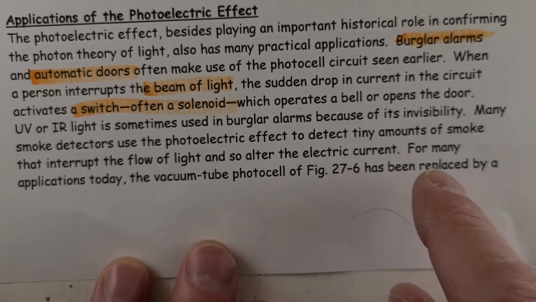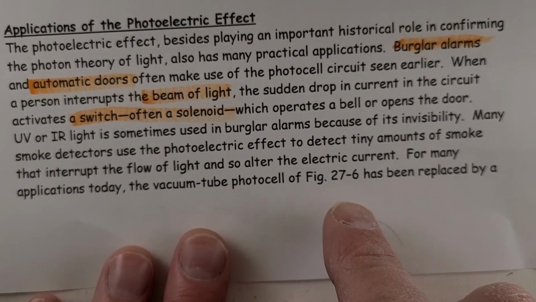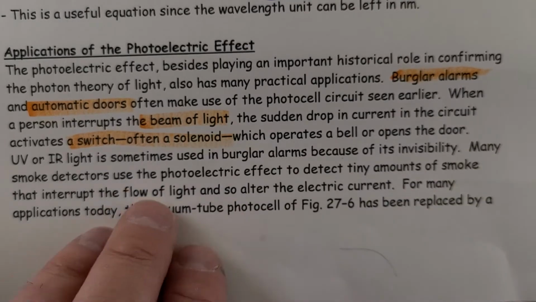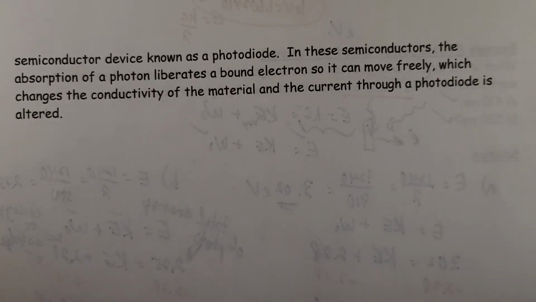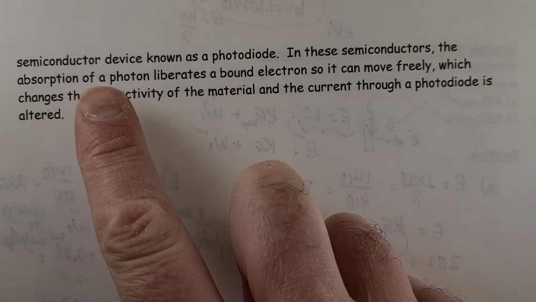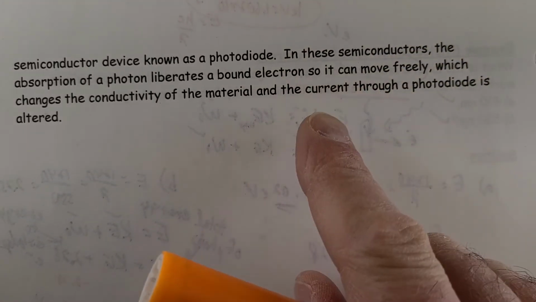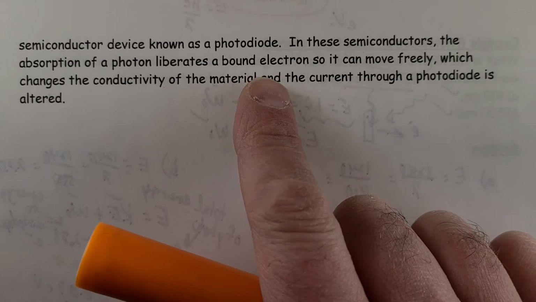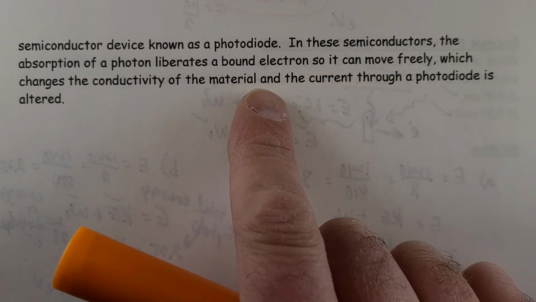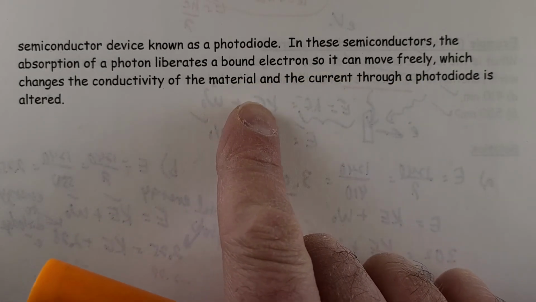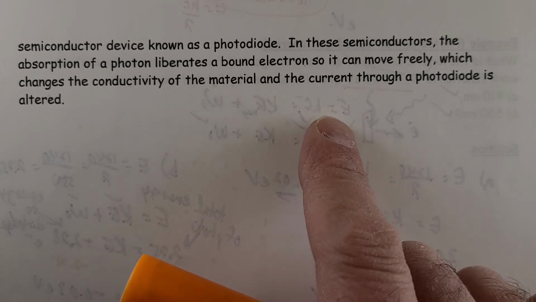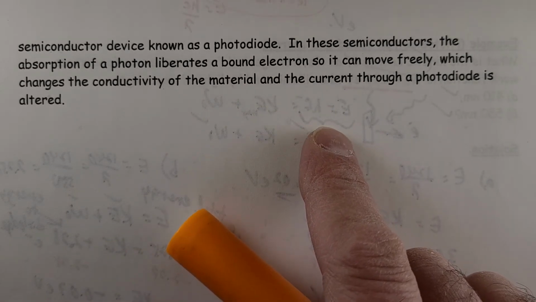For applications today, the vacuum tube photocell that I just showed you has been replaced, often by a semiconductor device known as a photodiode. In these semiconductors, the absorption of a photon liberates a bound electron so it can move freely, which changes the conductivity of the material, and the current through a photodiode becomes altered.